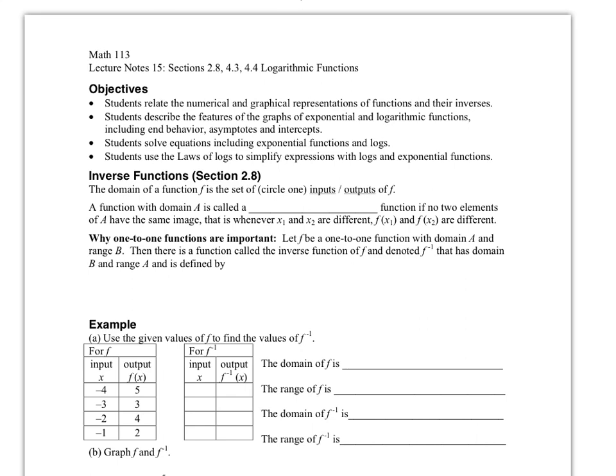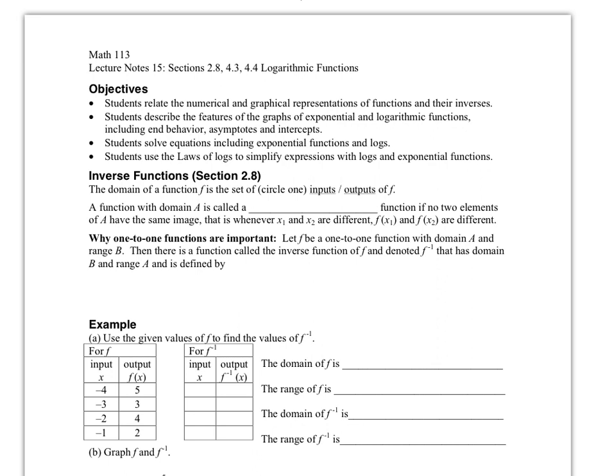Hello everyone, this video is going to cover the lecture notes for week 15. The main topics covered are going to be inverse functions and logarithmic functions. All of this is related to the exponential functions we did in week 14.